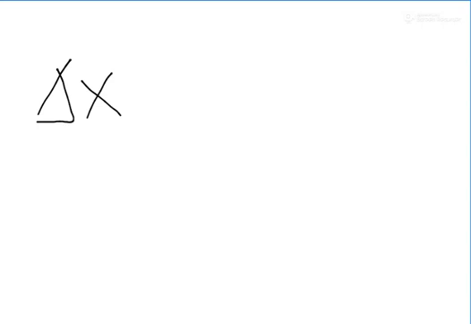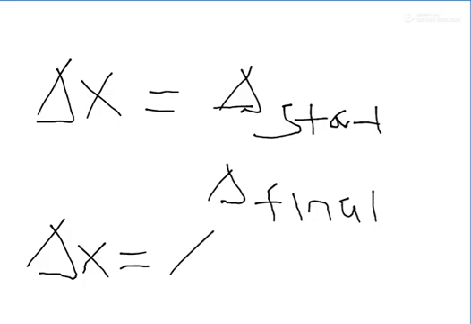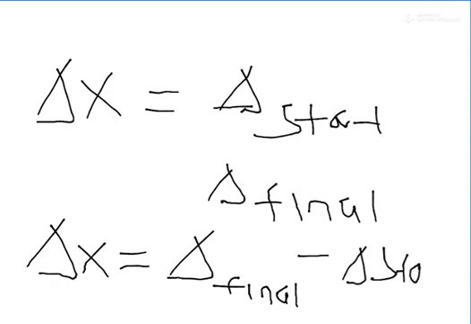It really means the difference between where you started and where you ended, your final position. A lot of times delta x is represented as your final position minus your starting position. So this is where you ended compared to where you started. This is how you find delta x. The best way to explain this is to use an example.